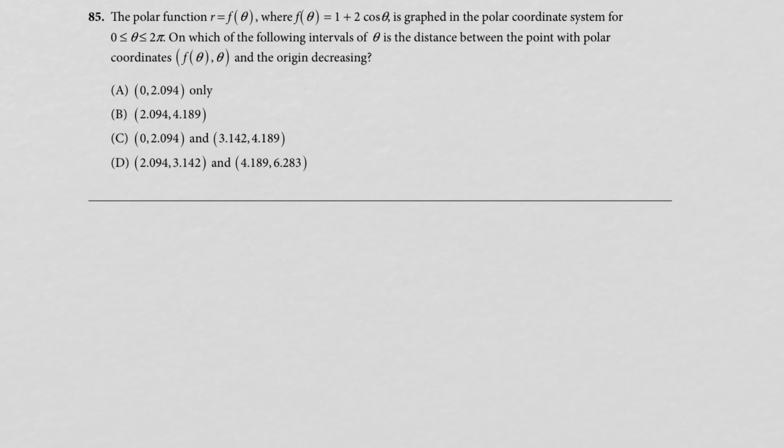On which of the following intervals is the distance between the point with polar coordinates and the origin decreasing? Okay. So theta, r. So 1 plus 2 cosine theta, when I graph the points: cosine 0 is 1, so that's 3. Cosine of 90 is 0, so that's 1. Cosine of 180 is negative 1, so that's minus 1. 270 is 0 again, so that's 1, and 360 is like 0.